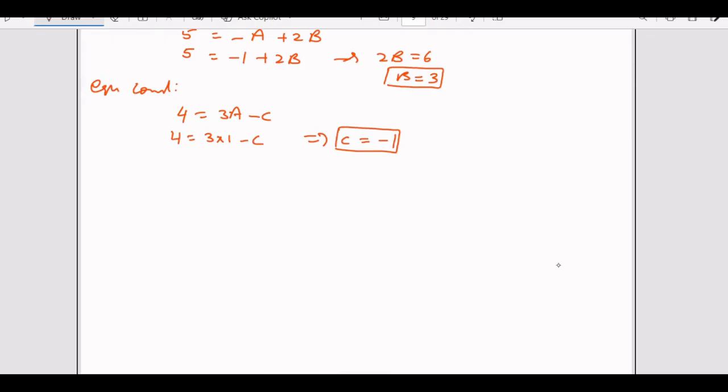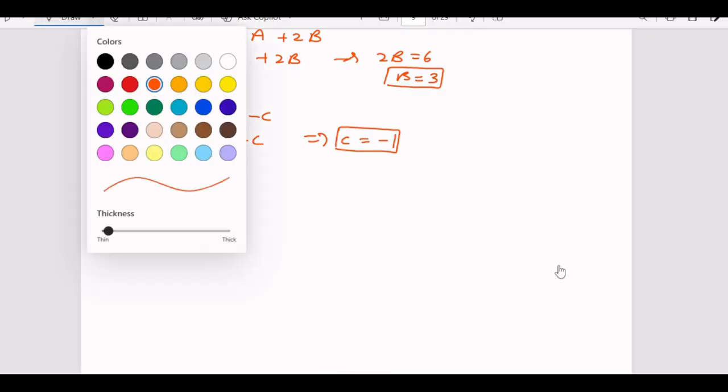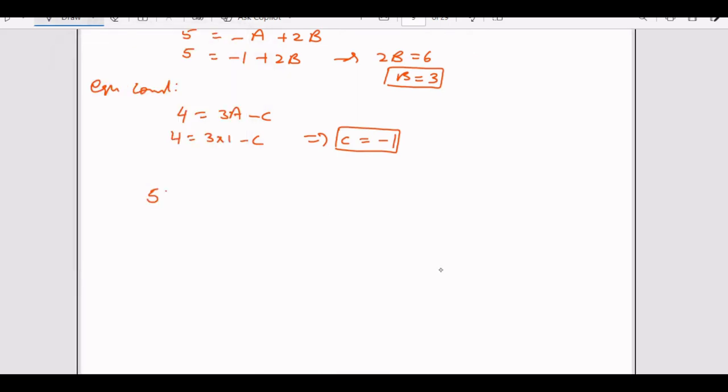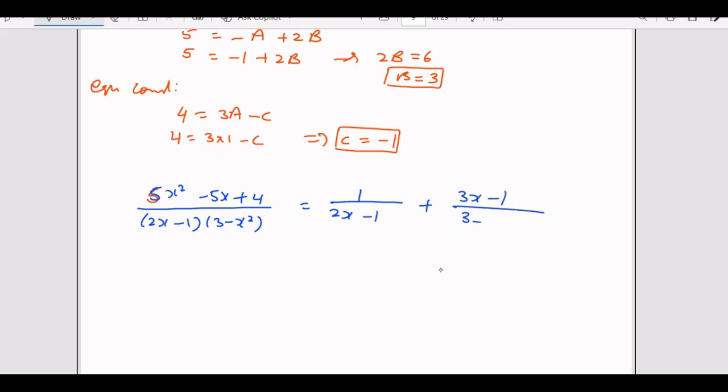So the final answer is going to become this whole thing. You just copy the question: (5x² − 5x + 4) over (2x − 1)(3 − x²). This is equivalent to 1 over (2x − 1) plus (3x − 1) over (3 − x²). So this is the final answer.